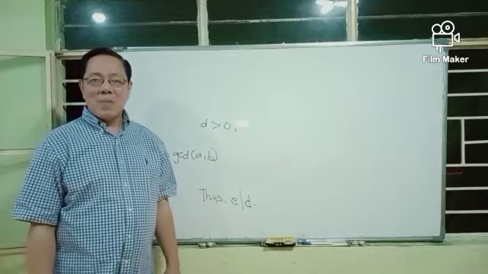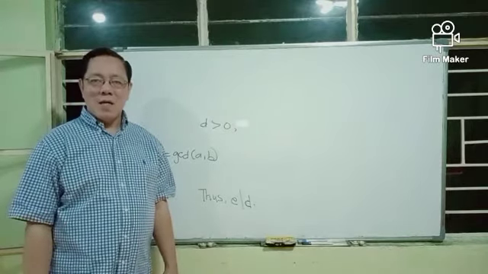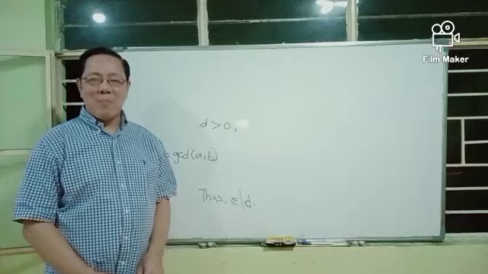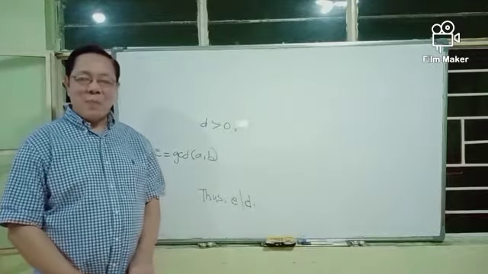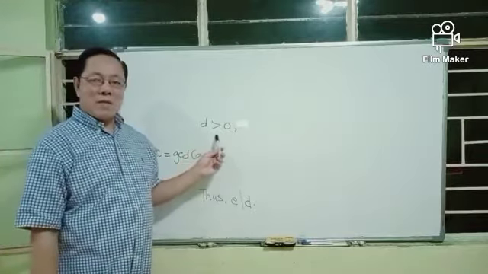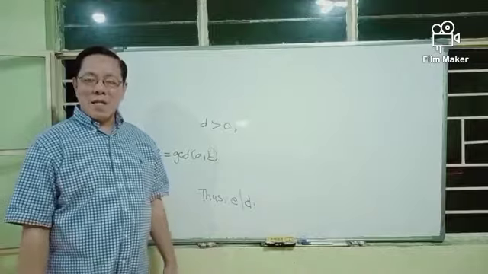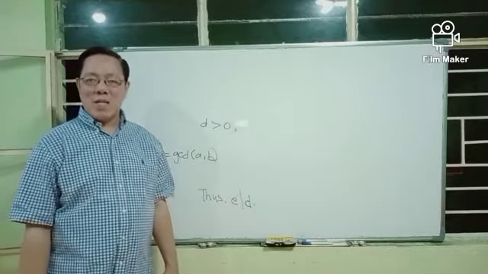divisibility. One of the properties of divisibility is the comparison property. The comparison property says that if E is greater than 0 and D is greater than 0 and E divides D, then E must be less than or equal to D.